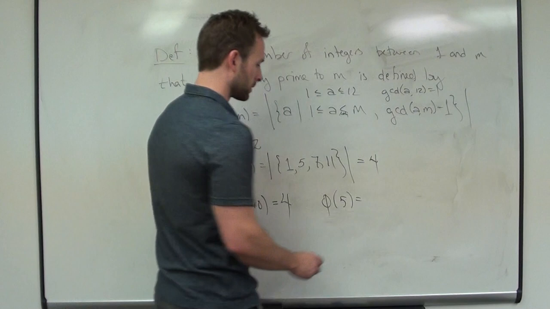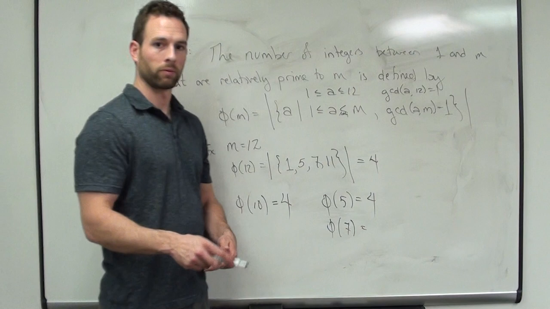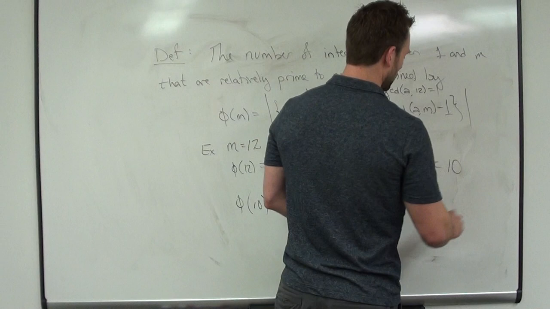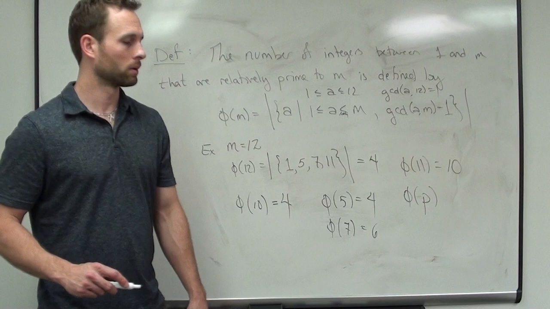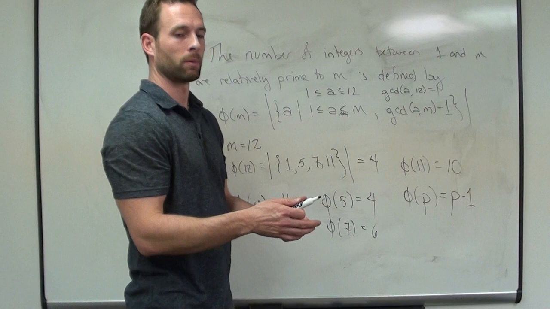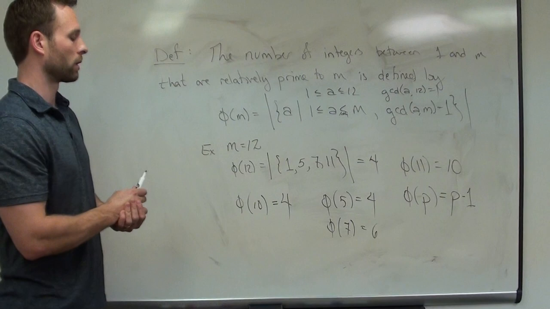Phi of 7: 1, 2, 3, 4, 5, 6, right? All those guys are co-prime there. Phi of 11: 1, 2, 3, 4, 5, 6, 7, 8, 9, 10, right? So there are 10 of those there. And in general, what we can say is that phi of a prime number, this is going to be important, this will come up later on, phi of a prime number is that prime number minus 1. It makes sense. Anybody that's below a prime number is going to be co-prime to that prime number, right? It can't divide that prime, or have factors that divide that prime. So if you want to do phi of 31, phi of 31 is going to be 30.